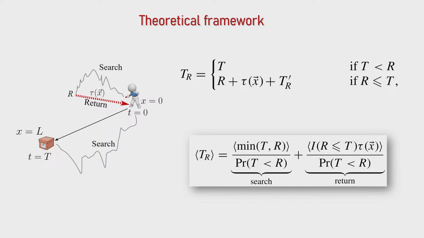So this is the renewal structure, and starting from this renewal structure, you can find all the moments and even the distribution of the search process under this new return mechanism. And here I show the exact expression for the mean, where each of the terms you can find explicitly given any kind of first passage process. Here one term contributes to the search process, and another term contributes to the return process.